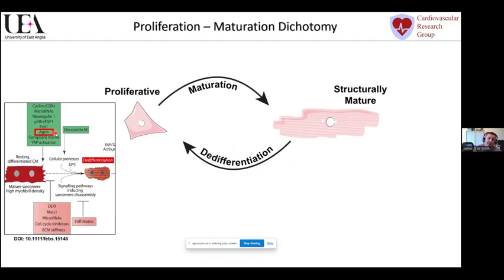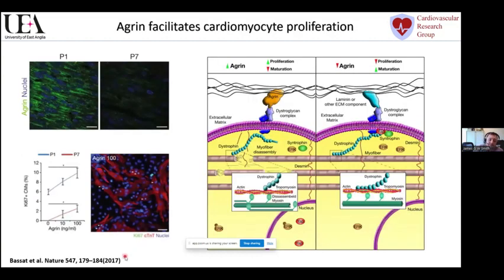So agrin is a basement membrane heparan sulfate proteoglycan, and it was found to have remarkable regenerative capacity. You could take cardiomyocytes, expose them to agrin, and it would induce a level of dedifferentiation and proliferative capacity in these cardiomyocytes. So this was reported back in 2017 in this Nature paper, where they looked at P1 mouse hearts where the cardiomyocytes are proliferative, and they showed that agrin expression was high.